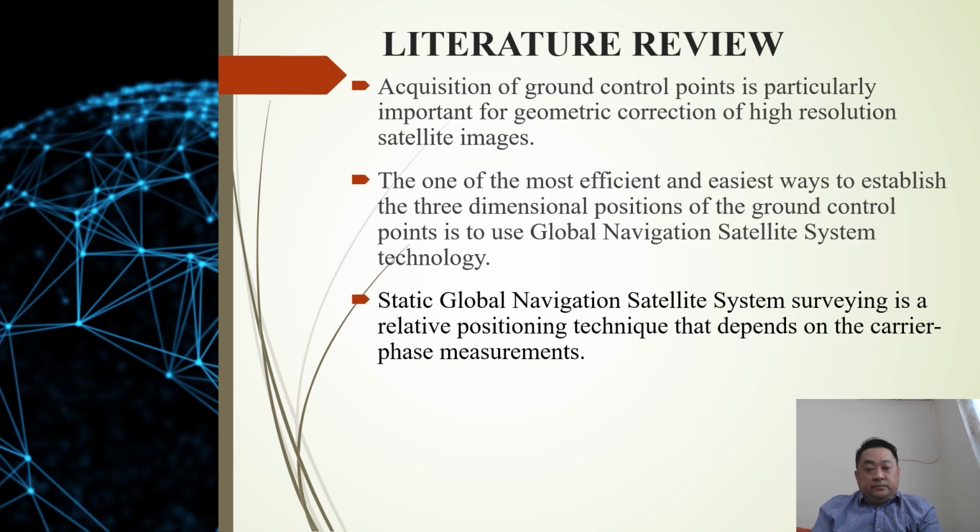Literature review. Acquisition of ground control points is particularly important for geometric correction of high-resolution satellite images. One of the most efficient and easiest ways to establish the three-dimensional positions of the ground control points is to use global navigation satellite system technology. Static global navigation satellite system surveying is a relative positioning technique that depends on the carrier phase measurements.